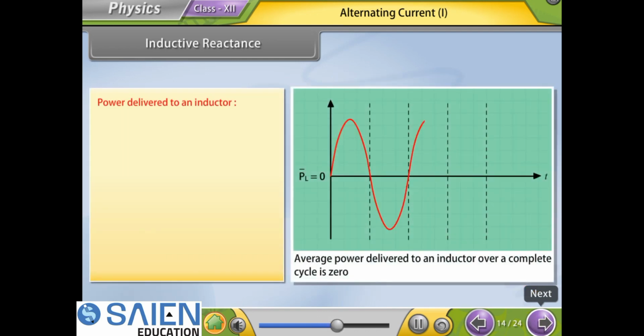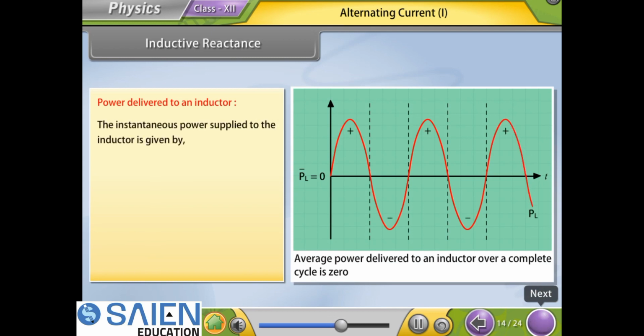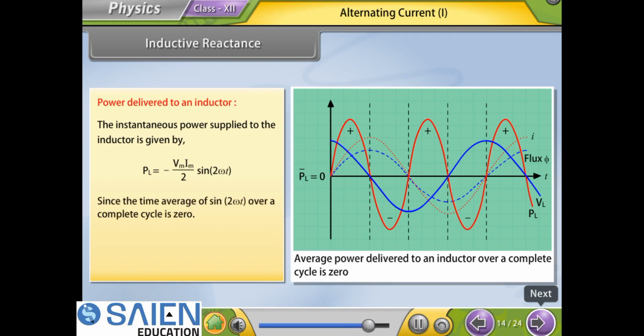Power delivered to an inductor. The instantaneous power supplied to the inductor is given by negative Vm Im by 2 multiplied by sine 2 omega t. Since the time average of sine 2 omega t over a complete cycle is 0, the inductor power is equal to 0.